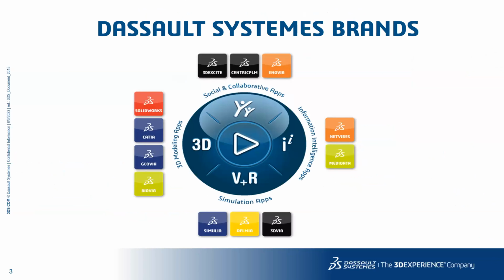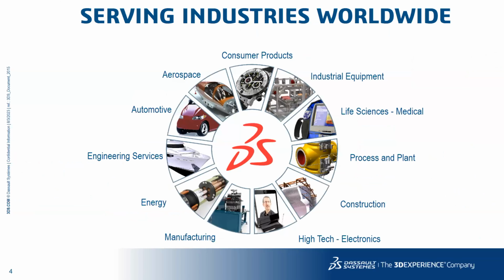On the screen, you can see that there are 12 software brands within our Dassault Systems portfolio, allowing us to serve a wide range of industries. Now that we know the who, let's focus on the how. How do we serve these industries? I often get asked the question, what makes your solutions different from your competitors? It's a good question, and normally it leads to quite a detailed conversation.